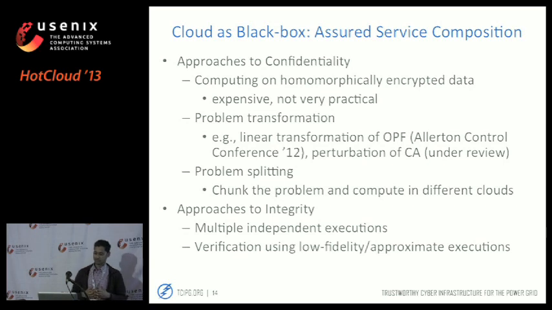and we could do similar approaches for integrity. So multiple independent executions. It increases the cost, but you can probably have better confidence in the results if multiple executions in different clouds give you the same answer. Or you could run a high fidelity computation in the cloud and check it using a low fidelity computation locally to see if they're in range.